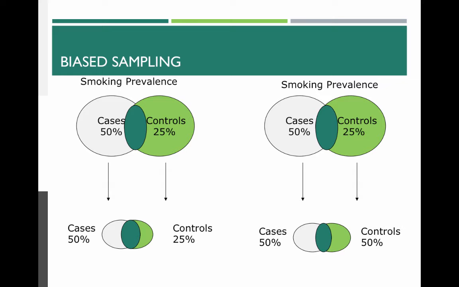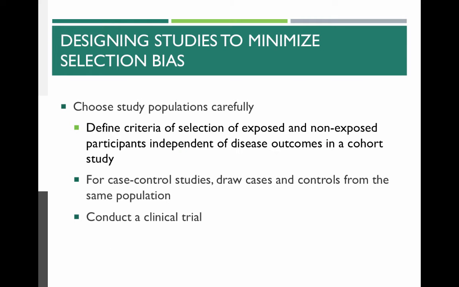So we might end up with an odds ratio of 1, suggesting there's no relationship. The problem, again, is that there really is truly a relationship, but we used a poor sampling strategy and failed to detect that. So we made a bad conclusion in our paper. So how do we design a study to minimize the selection bias?